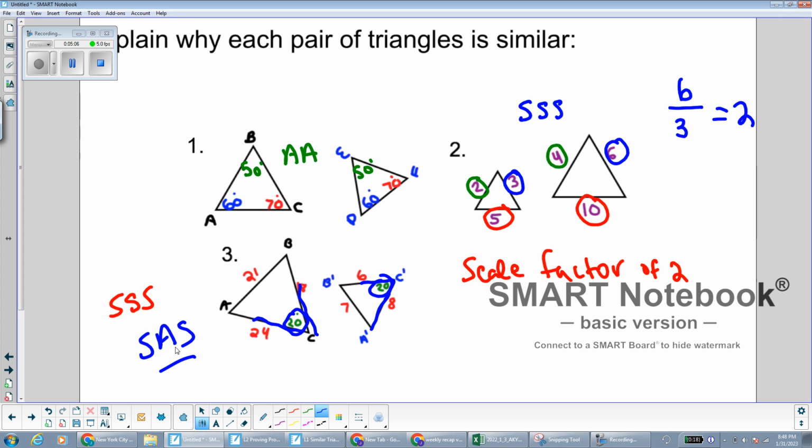SAS for similarity is different from SAS for congruence. When we're talking about congruent triangles, SAS means congruent sides with a congruent angle in between. When we're talking about similar triangles, we're talking about proportional sides with a congruent angle in between. So similar triangles always have proportional corresponding sides and congruent angles. So these are our three main ways of proving triangles similar: AA, SSS, and SAS.